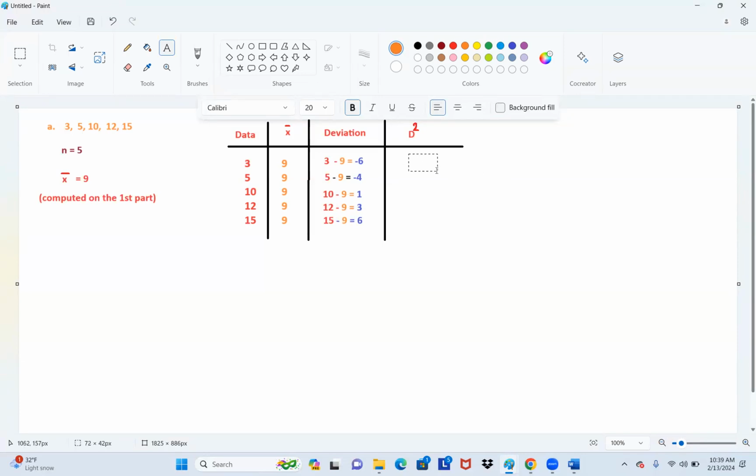And after we're going to square each of them, right? You're going to take -6 squared. So it's going to square them. So we get the answer right here equal to 36. Are we good?